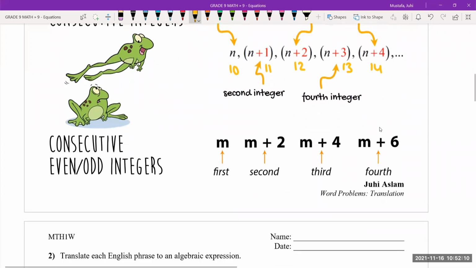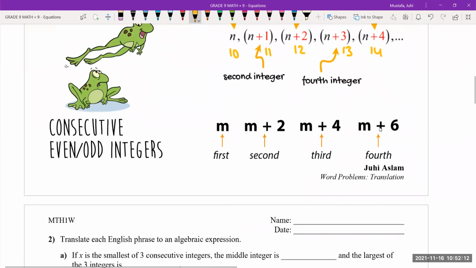The difference though, when you're talking about odd and even integers is odd and even integers skip a number. So let's say we say, let m represent our first even number. Then the second one would be m plus 2. Then the next one would be m plus 4. And then the next one would be m plus 6. So for example, if I say the first even number is 10, then this is going to be 12, and then 14, and 16.